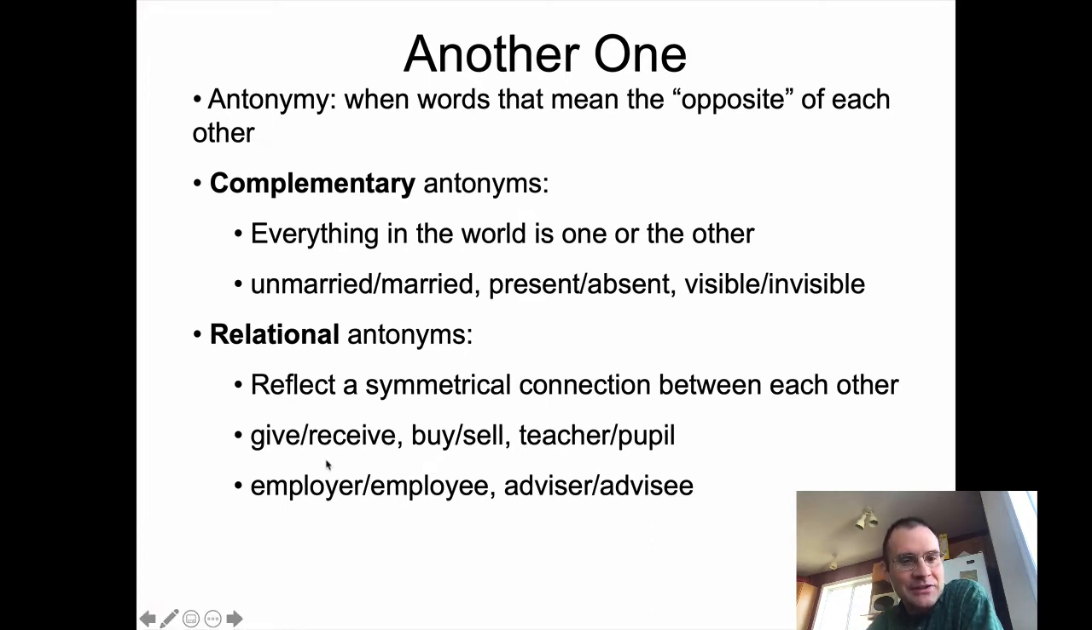Relational antonyms are where there's a sort of connection between the two terms that's symmetrical, but you can't be both, right? So give and receive, I can give you something, and if I give it to you, you receive it from me. Same thing for like buy or sell. I'm your teacher, you're my student, or pupil is a kind of old-fashioned term for that. So we're on opposite ends of a relationship here. These words form relational antonyms.